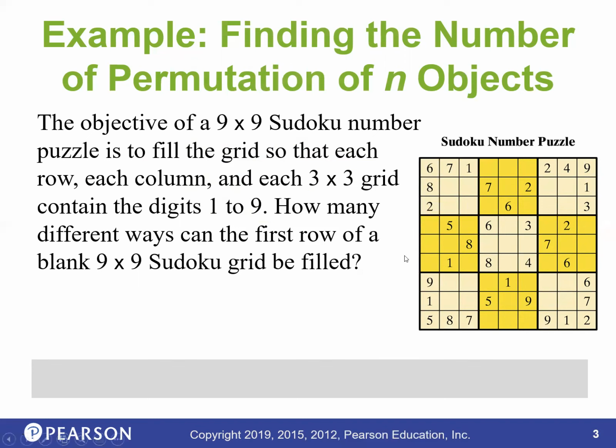So the objective of a 9 by 9 Sudoku: there's 9 squares going down, there's 9 squares going across, so this is 81 squares. The objective is to fill the grid so that each row, each column, and each 3 by 3 grid contains the digits 1 through 9. How many different ways can the first row of a blank 9 by 9 Sudoku be filled?